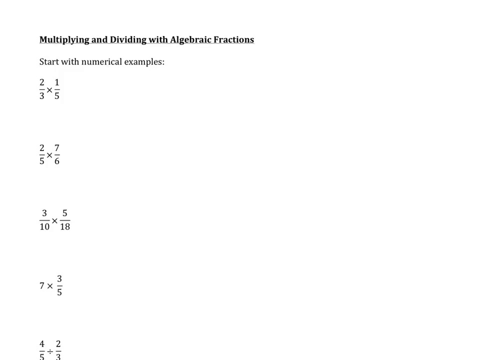Multiplying and dividing using algebraic fractions. We're going to start with some numerical examples. So to begin with, 2/3 multiplied by 1/5. We can very simply multiply the numerators together, multiply the denominators together, which gives us 2 over 15. 2 and 15 do not have any common factors, so we can't simplify that any further.